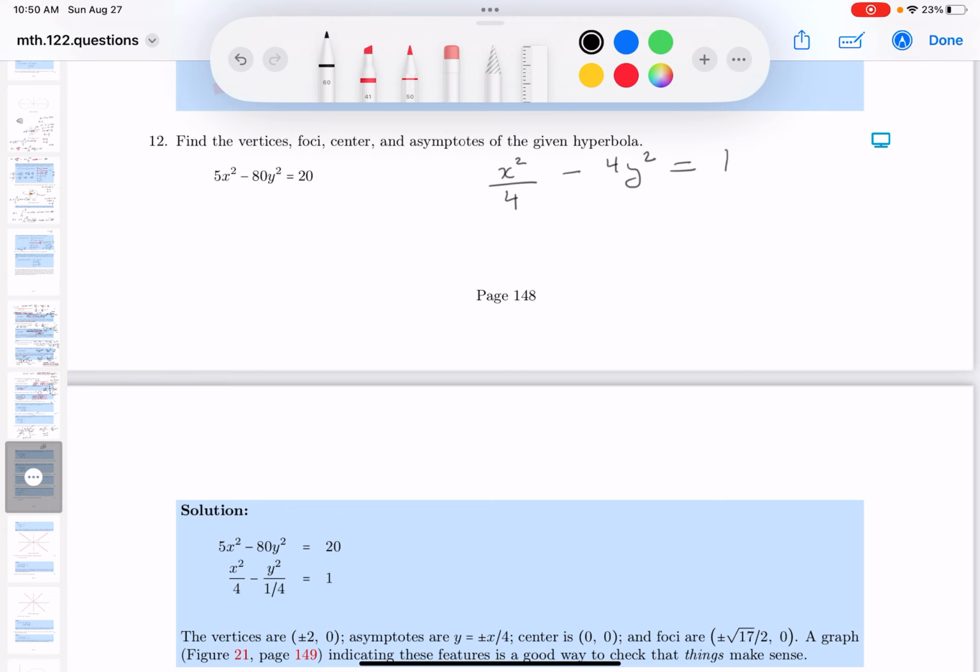I've got to write this in the form I like to write it in. I'll put this down for you. x squared over 4 minus y squared over 1/4, and that equals the number 1.